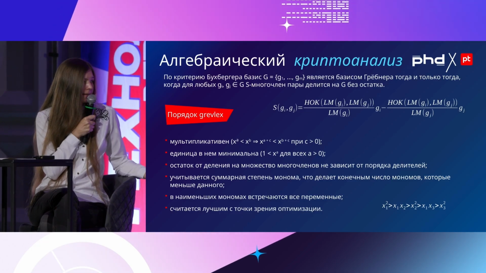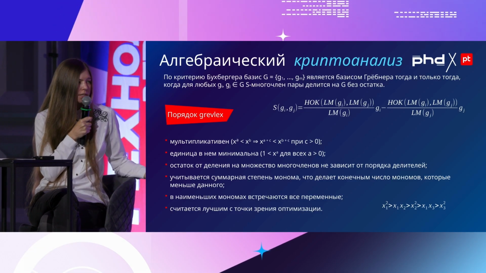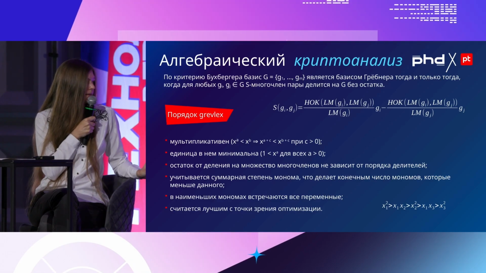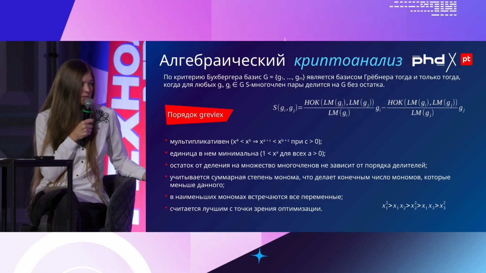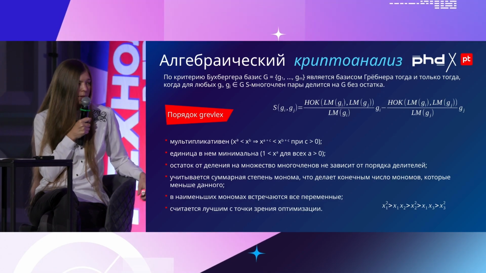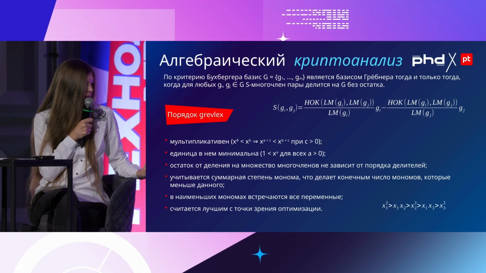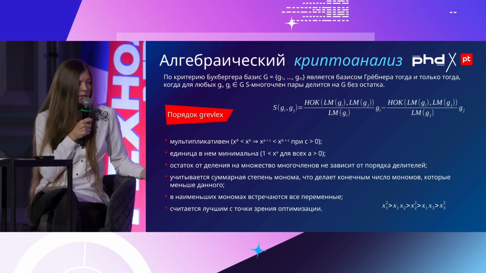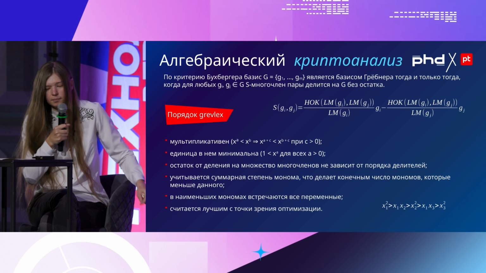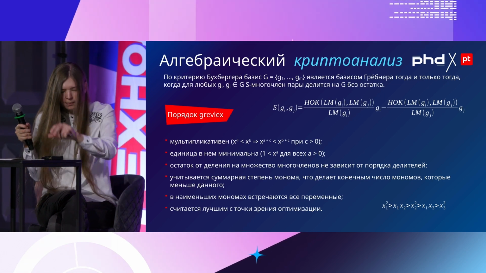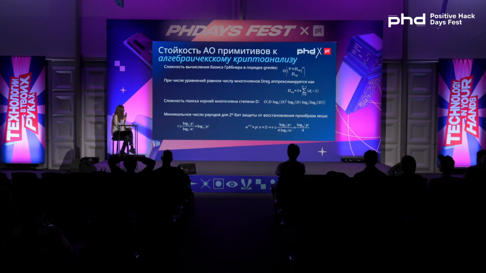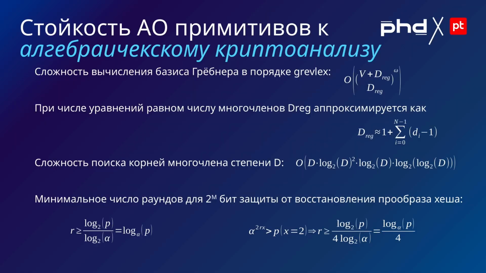Interestingly enough, the remainder from division by the polynomial set will not depend on the order of divisors, and the total power of the monomial is taken into account, which means that the number of monomials smaller than the current one will be finite. Due to all these features, it is considered the best for optimization purposes. Now, the complexity of calculating a Gröbner basis in the Grevlex order can be shown like this.